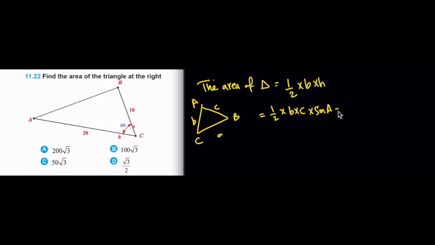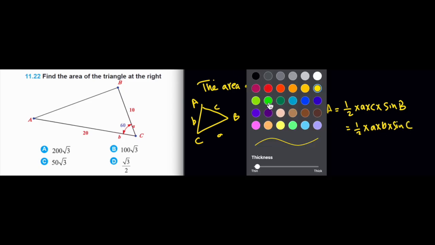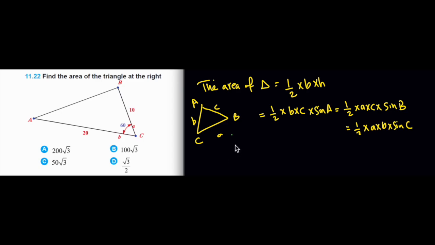Also this equals half times A times C times sine the included angle, which is B. Also this equals half times A times B times sine the included angle, which is C. So if we have two sides and the included angle, we can find the area of the triangle.